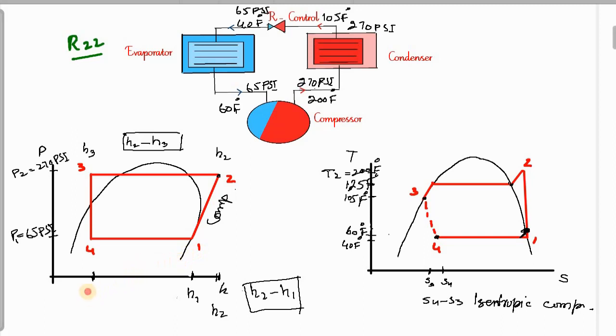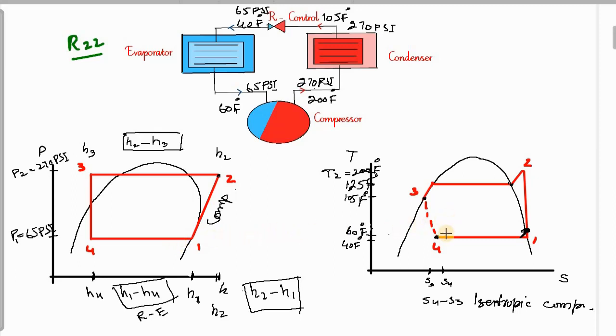You can see that this is our H4 and this is our H1, and the total heat absorbed during this evaporation is H1 minus H4. We can say that this is our refrigeration effect. This is the refrigeration effect of this vapor compression refrigeration system. So during this evaporation, the pressure remains constant and the enthalpy increases.